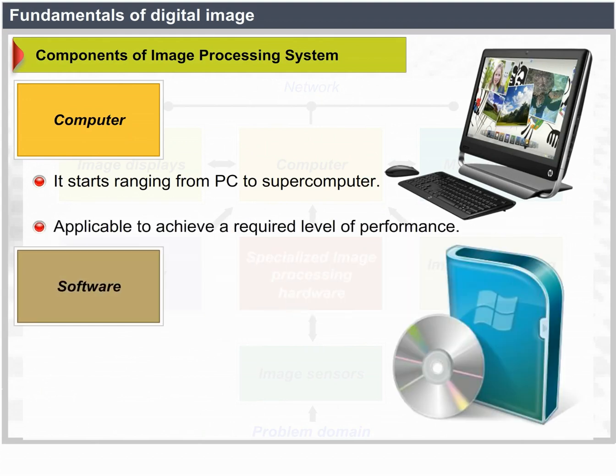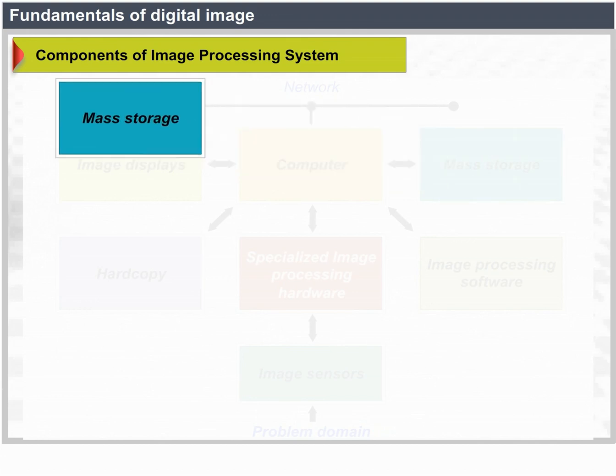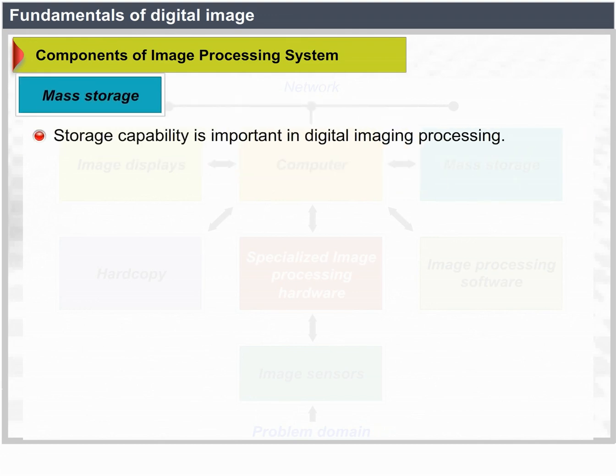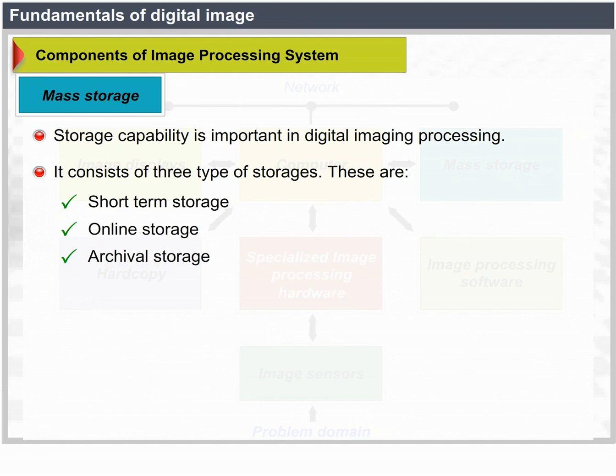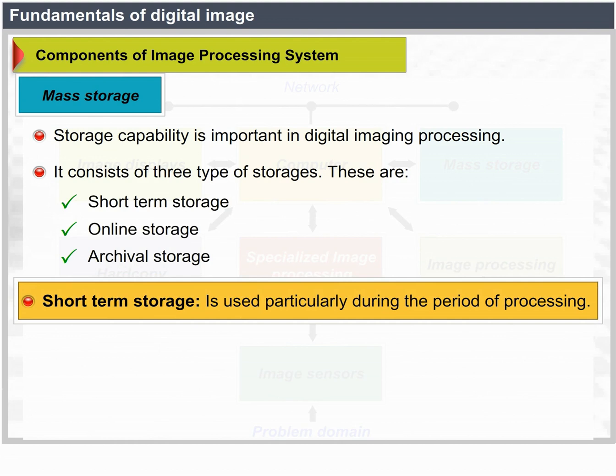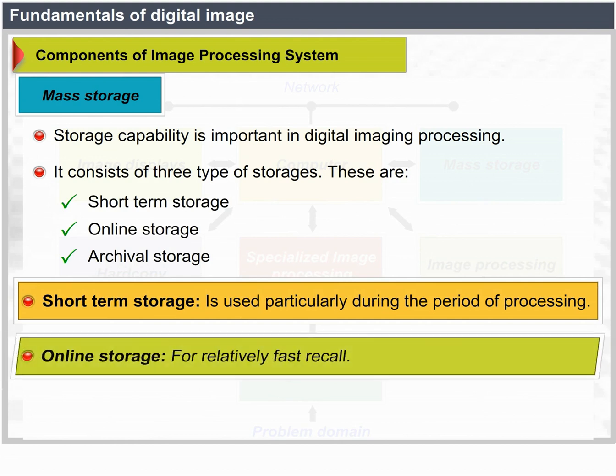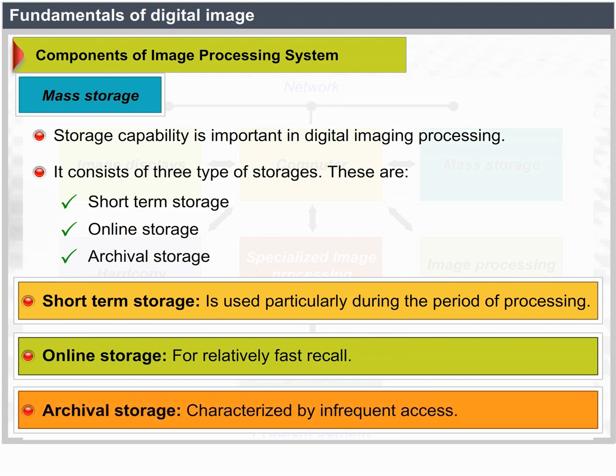Software. It has specialized modules to perform specific tasks. Mass storage. Storage capability is important in digital imaging processing. It consists of three types of storages. These are short-term storage, online storage, archival storage. Short-term storage is used during processing. Online storage is used for relatively fast recall, and archival storage is characterized by infrequent access.